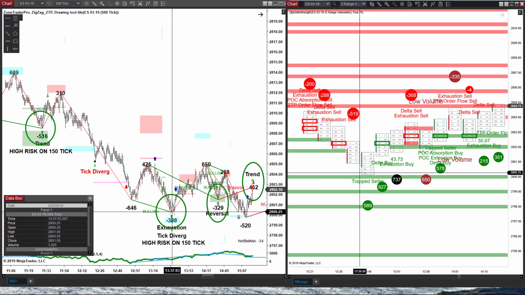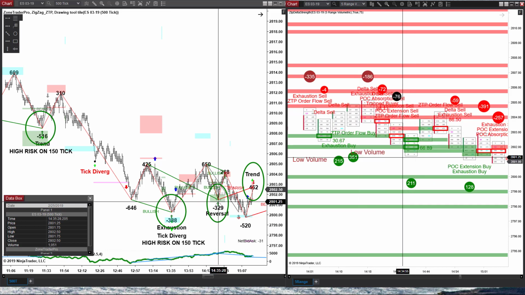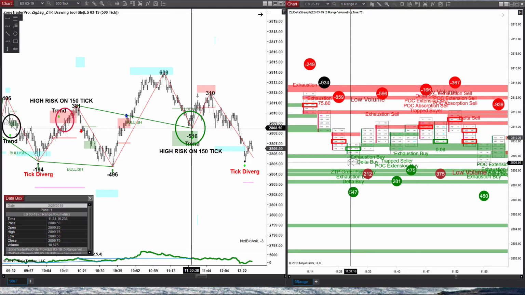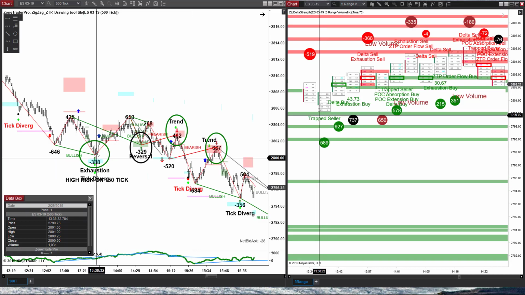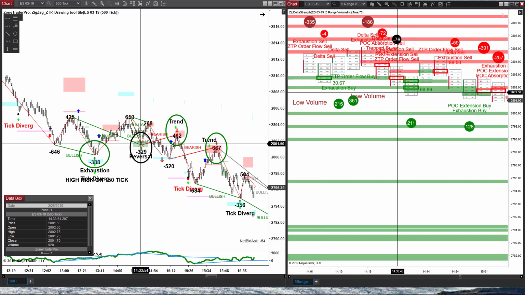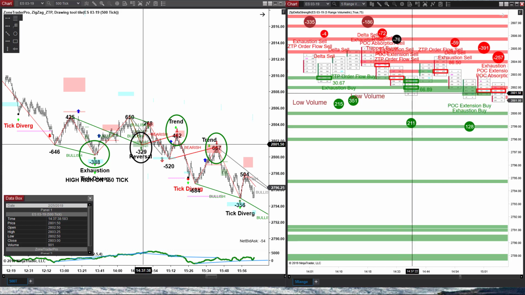Here we have a tick divergence exhaustion pattern, again showing high risk on the 150 tick chart. We have a reversal pattern. We have a trend trade here, which was high risk on the 150 tick chart. Tick divergence exhaustion pattern here. Again, high risk on the 150 tick chart. We had a reversal pattern here, but no order flow.